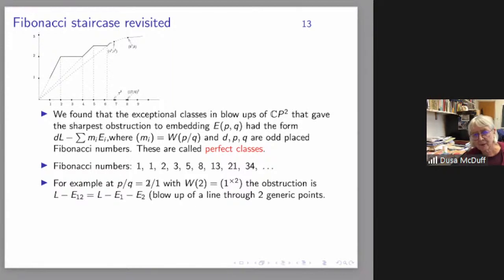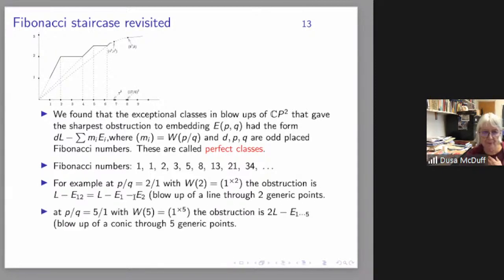But anyway, at P over Q equal to 2, the weight expansion is just 1 and 1, because it's an ellipsoid with one side 1 and the other side 2. And the obstruction is just L minus E1 minus E2, which is the blow up of a line through 2 generic points. So the degree is 1 and the weights are 1. So that's a very simple example.